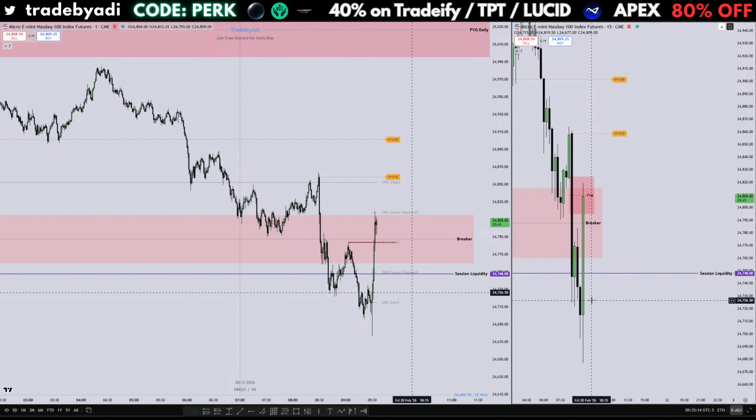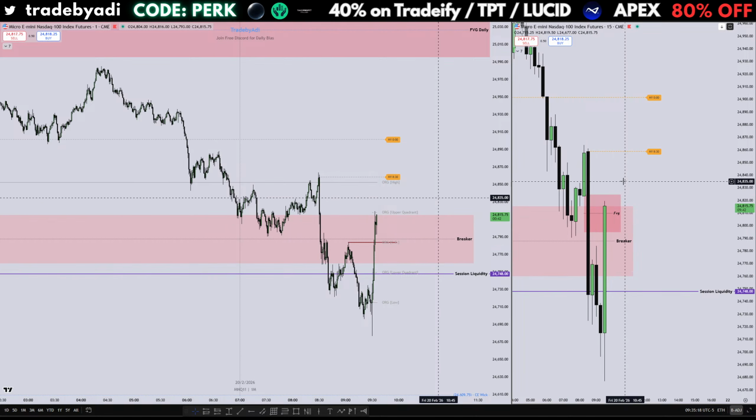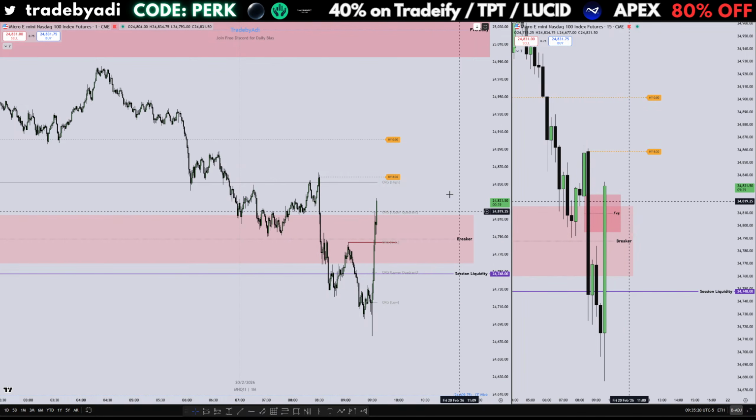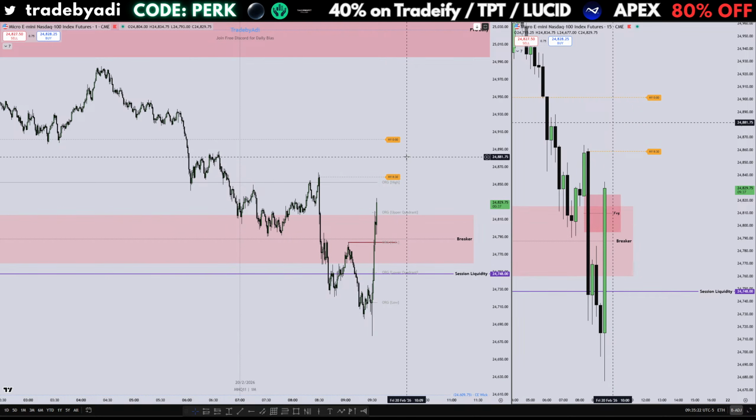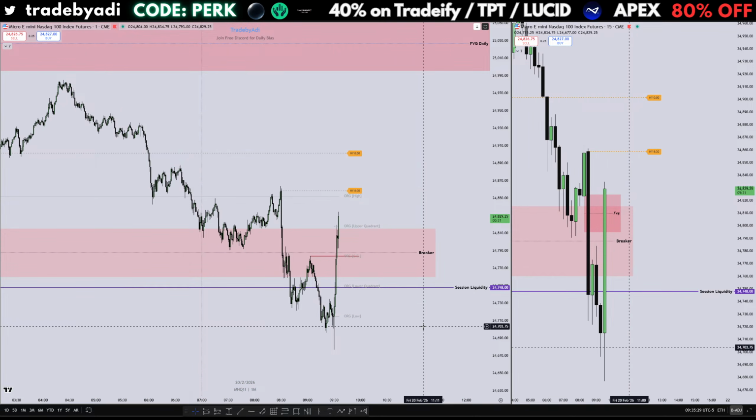Okay, so this is the fair value gap on 15 minute, right? If I get a good reaction, then only I will like to trade in my bearish direction. Otherwise I will just wait and I will check how the price is going to react on those levels.